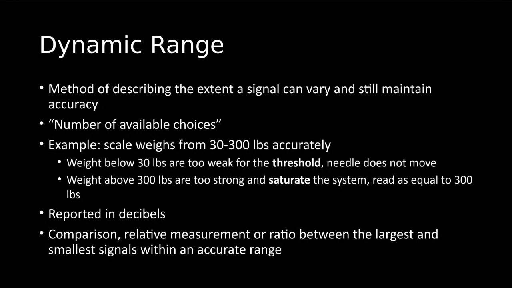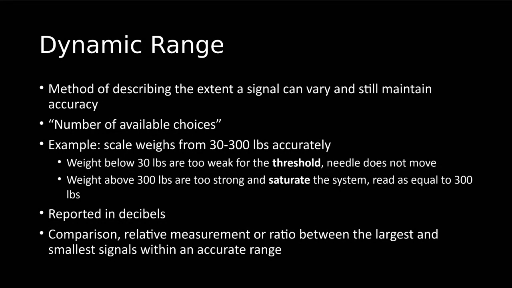So again, an example here, a scale can weigh from 30 pounds to 300 pounds accurately, right? If you put your dog on there and your dog only weighs 15 pounds, it's too weak for the threshold. That needle on the scale is not even going to move at all. It's not going to process any of that information because it doesn't meet the minimum threshold.